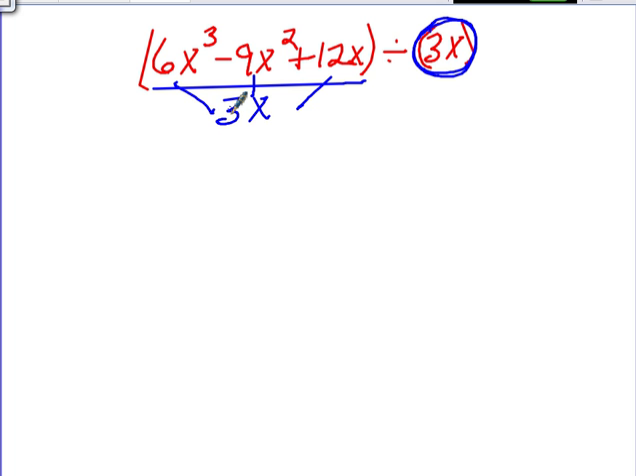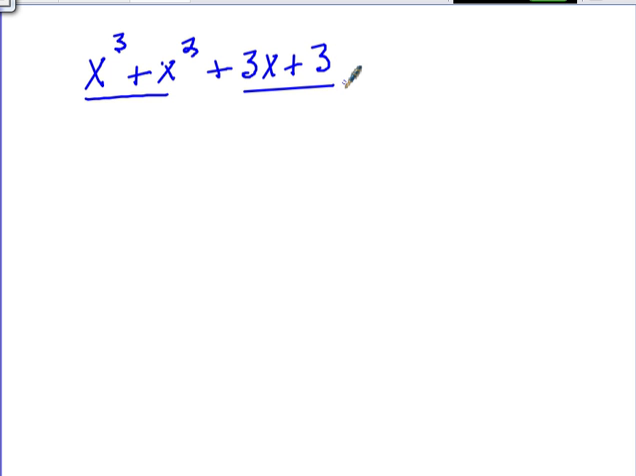Then in P6 we factored. Make sure you know how to factor by grouping. We group when there are 4 or more terms, such as x to the third plus x squared plus 3x plus 3. Group the first two, group the last two, pull out what's common.